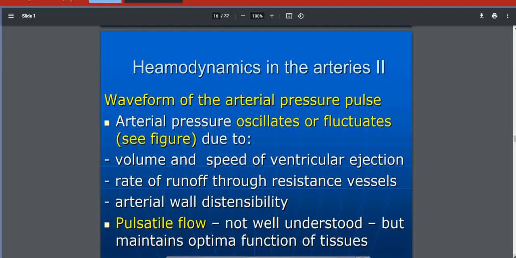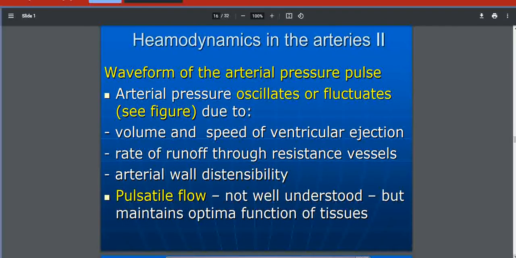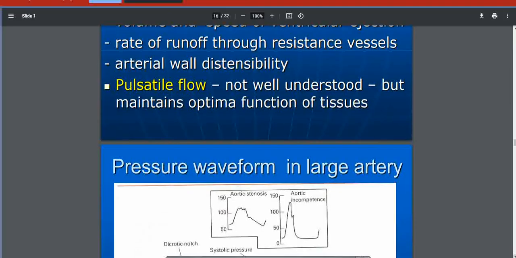Pulsatile flow. What is pulsatile flow? That is how the pulse tends to maintain its rhythm throughout the blood vessels. How that works is not well understood, but it maintains optimal function of the tissue, because that pulsatile flow is what keeps the blood vessels open and enables even the innermost tissues to receive blood, which is rich in nutrients and oxygen.